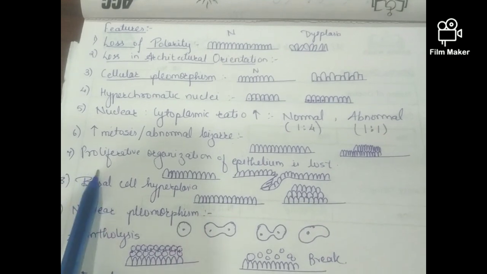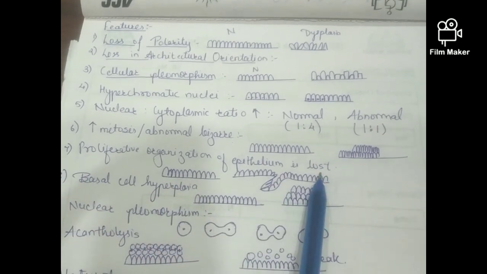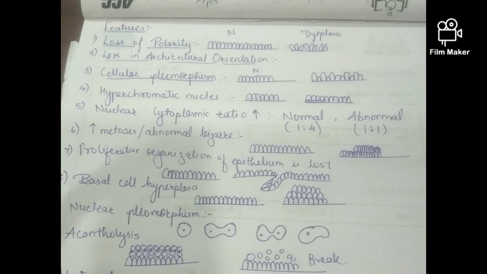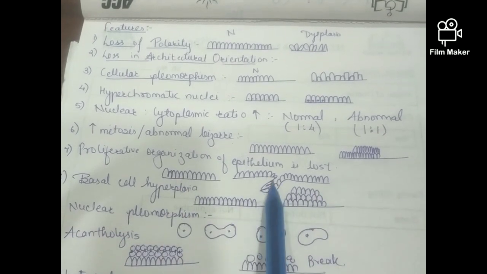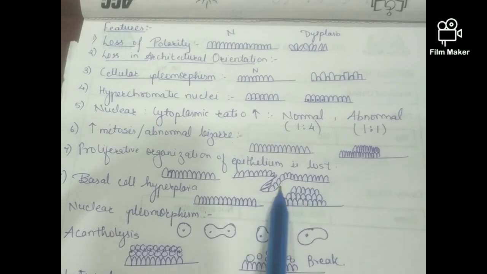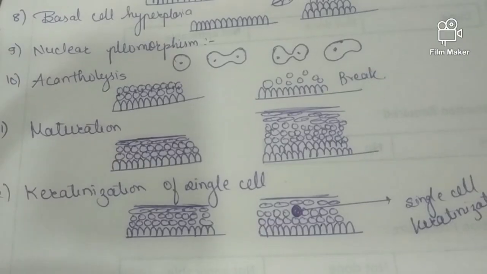Seventh is that the proliferative organization of the epithelium is lost. You can clearly make it out that there is loss of stratification seen. This is not straight. There is change in the stratification. So there is loss of stratification.